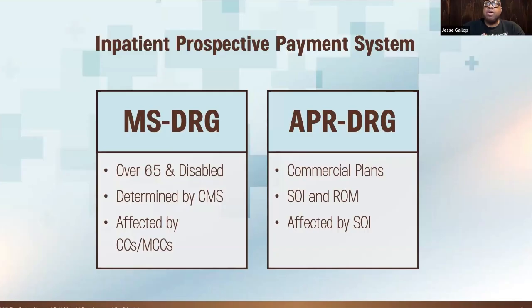And the APR-DRG system has two components. We have an SOI, which is the severity of illness, and then ROM, which is a risk of mortality. The APR-DRG is affected by the severity of illness, and I'm going to get into that a little later.